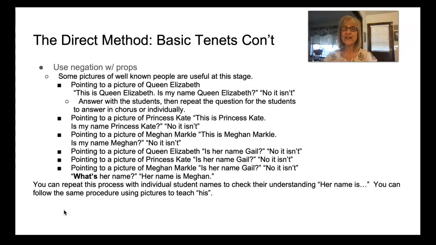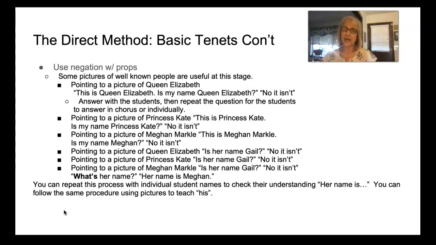And then remember to use negation with props. So at this point, you could get some pictures of some well-known people, being careful, mindful, not to pick any names that are controversial or would be offensive in your students' culture. I thought of the British royal family, because they seem fairly popular in a safe way these days.